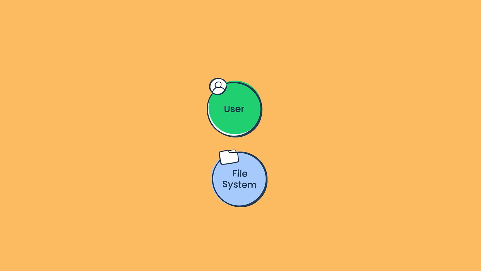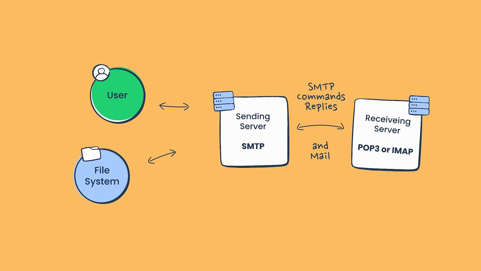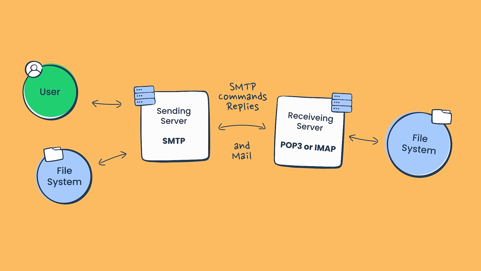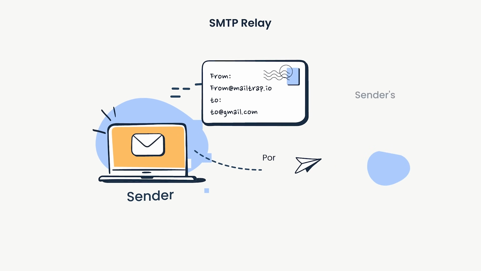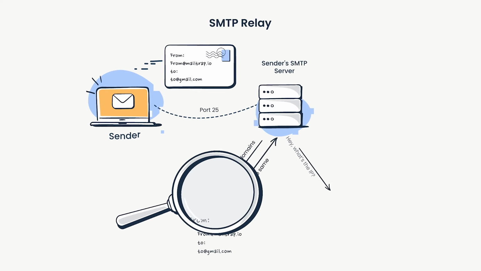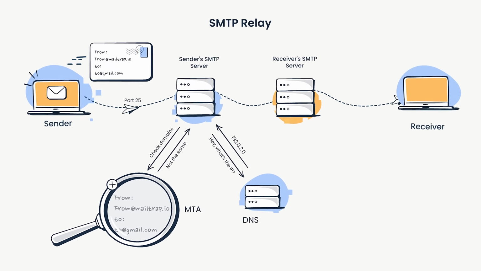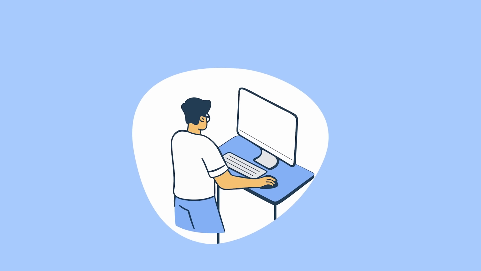SMTP, or Simple Mail Transfer Protocol, is a common standard used primarily for transmitting emails or electronic messages between mail servers. When you send an email, SMTP locates the recipient's server using the domain name system and delivers your message. This process, known as SMTP relay, ensures your email navigates through various networks to reach its destination.